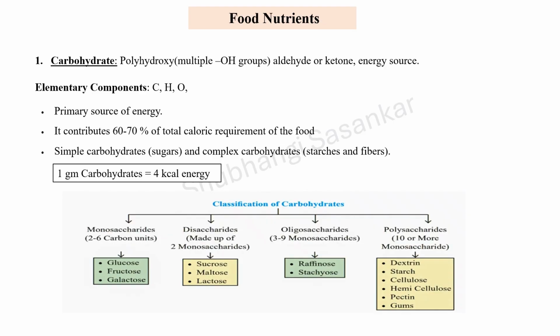Carbohydrates are classified into four categories. The first one is the monosaccharide. Monosaccharide is the basic unit of the carbohydrate, for example, glucose, fructose. The second type is the disaccharide. The third one is the oligosaccharide. The fourth one is the polysaccharide. Disaccharide, oligosaccharide, and polysaccharide come in the category of the complex carbohydrates.